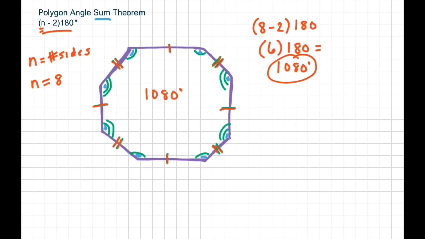So this will vary depending on the shape. If there's 5 sides, if there's 4 sides. There's actually a chart inside your book that shows that and has a couple of them, and there was a worksheet that I gave to you that has the polygon name, the number of sides, and then how many degrees will be inside that shape.